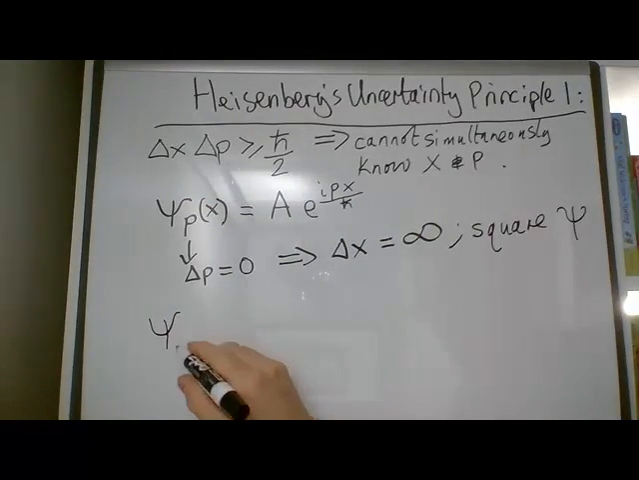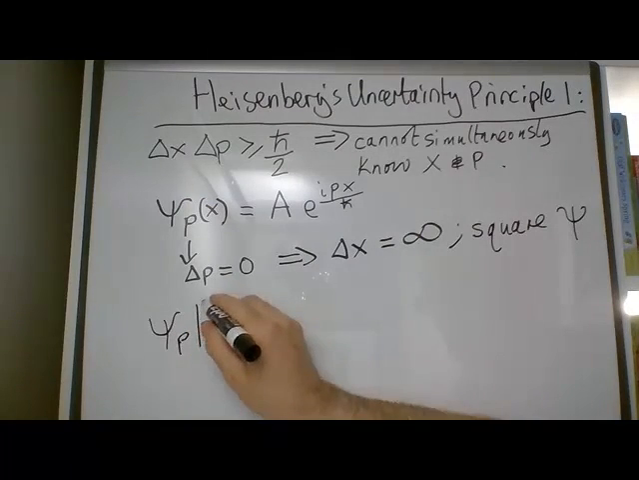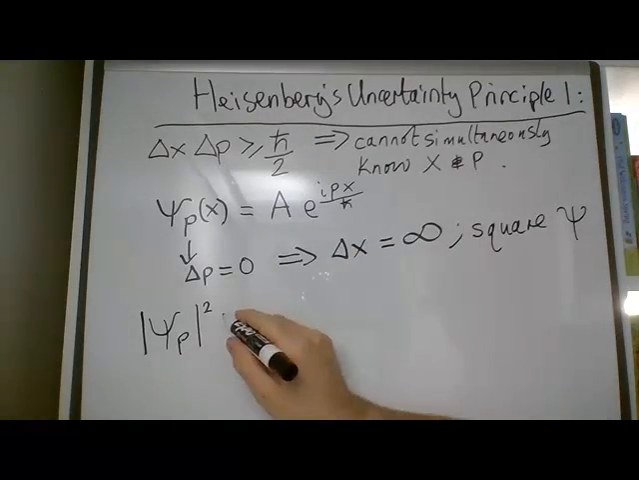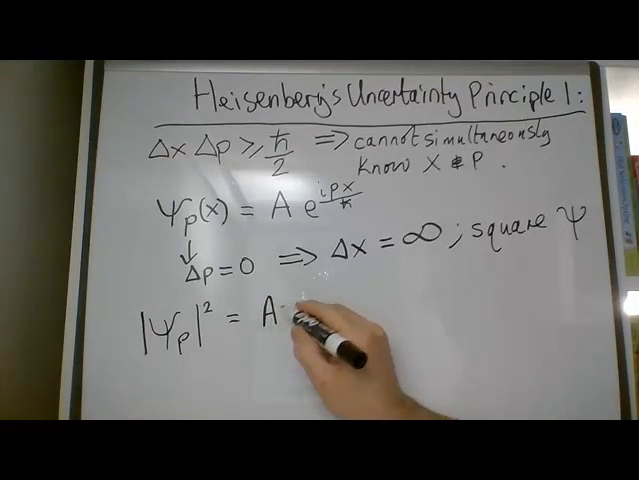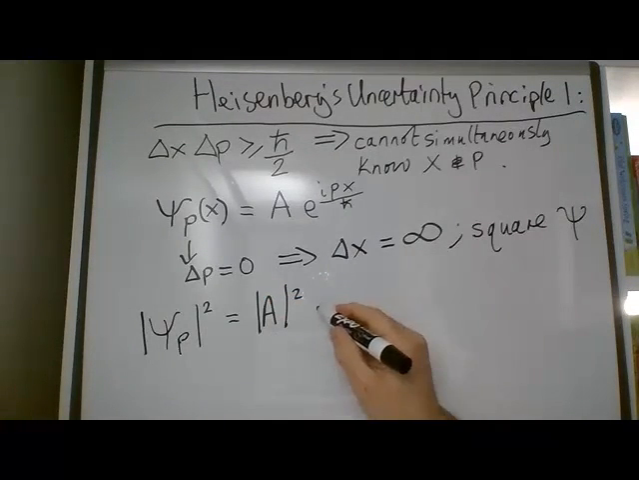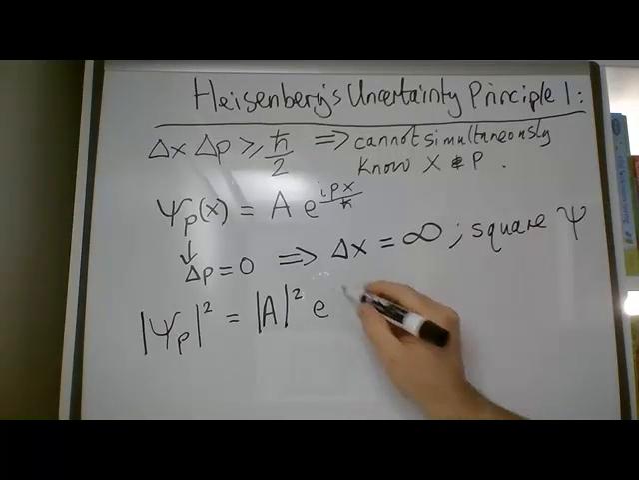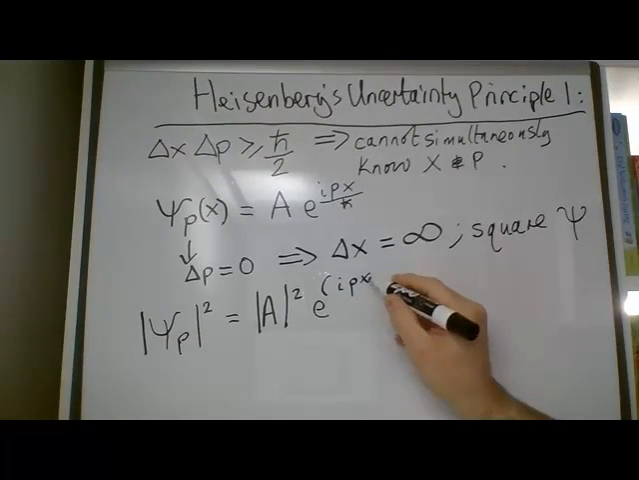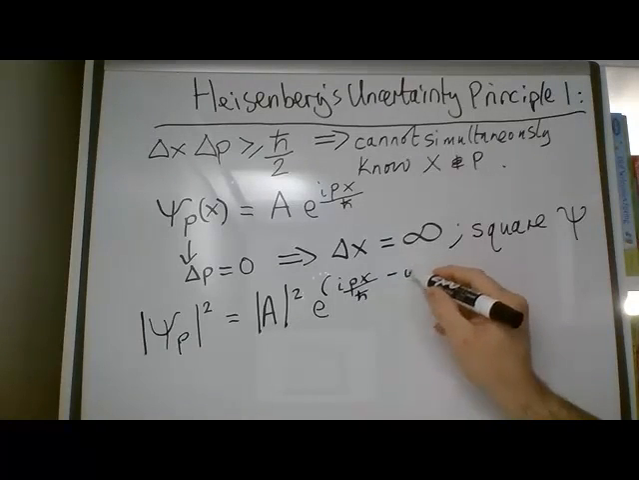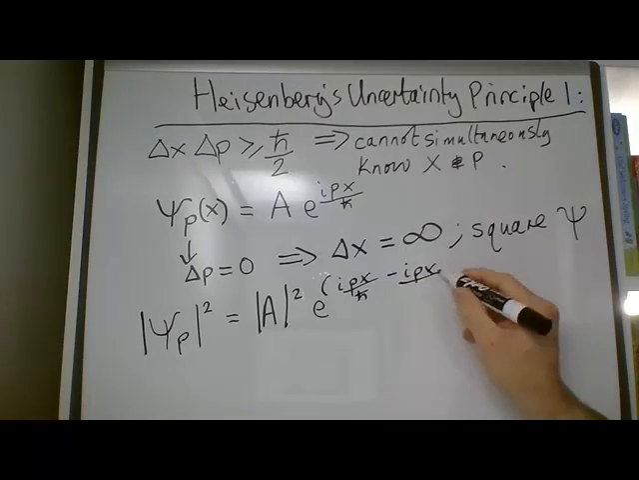We take the wave equation and we square it. That means we square the constant. And then we square the exponential components. So this is e to the i px over h bar times e to the minus i px over h bar.